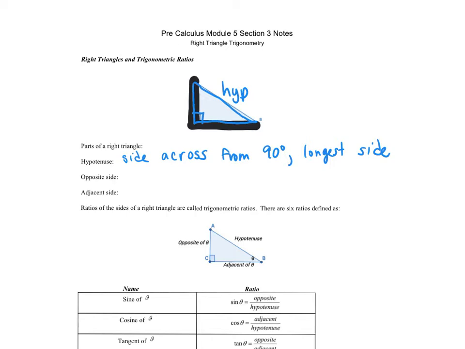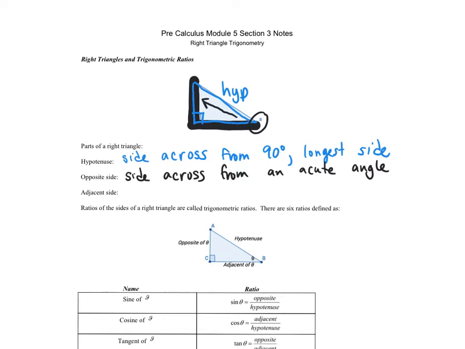Now the opposite and adjacent sides are dependent on what angle you're using. So if I take this angle here, this angle B, then the opposite side would be the side across from it. So the opposite side is just the side across from an acute angle. The other two angles in the triangle are always acute, less than 90, because triangles, if you recall from geometry, always add to 180.